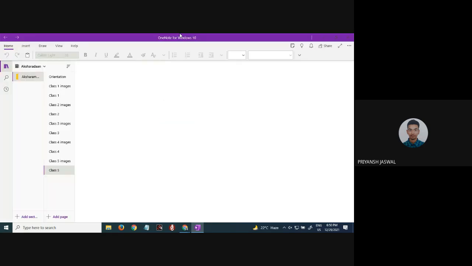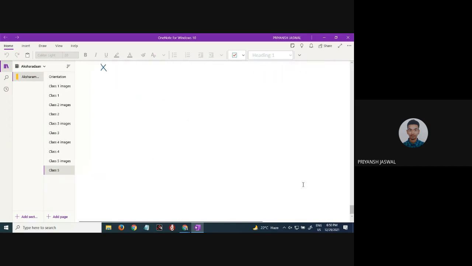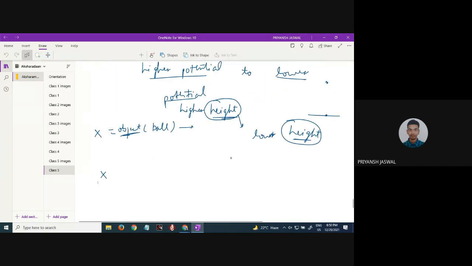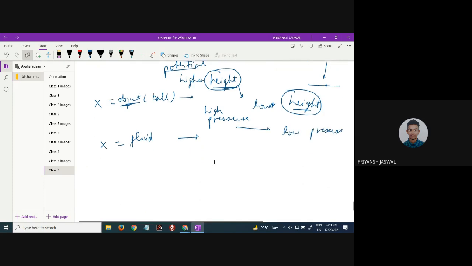Just bear with me, I got disconnected for some reason. Suppose x is a fluid, then the fluid flows from high pressure region towards low pressure region. For example, fluid, you can think of air or water. Water always flows from high pressure region to low pressure region.